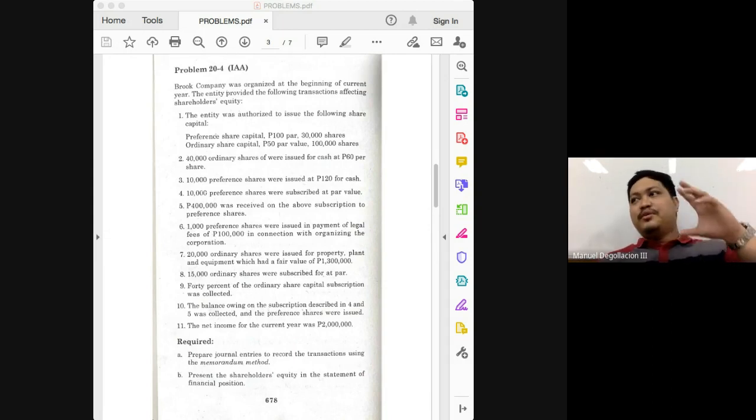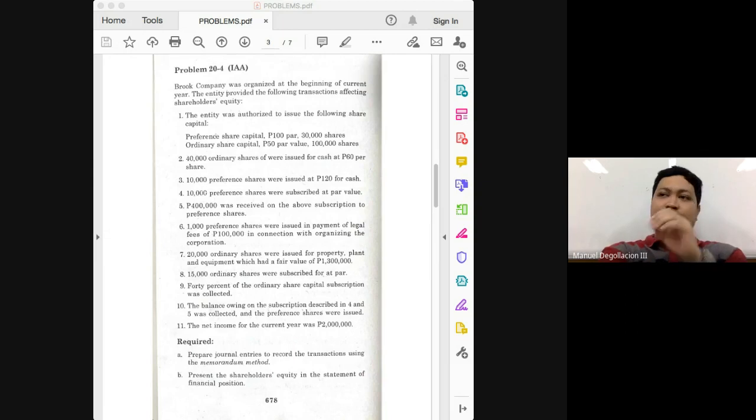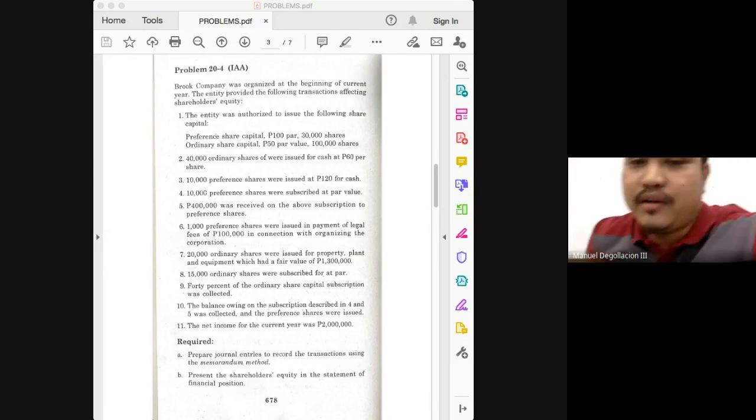But you will have to specify, because this is now a share premium pertaining to your preference shares. So share premium preference shares in the amount of 200,000. Alternative way of getting the 200,000, get the excess per share. Okay, how much is the issue price? 120. How much is the par value? 100. So excess per share is 20. Multiplied by 10,000, you would also get 200,000.